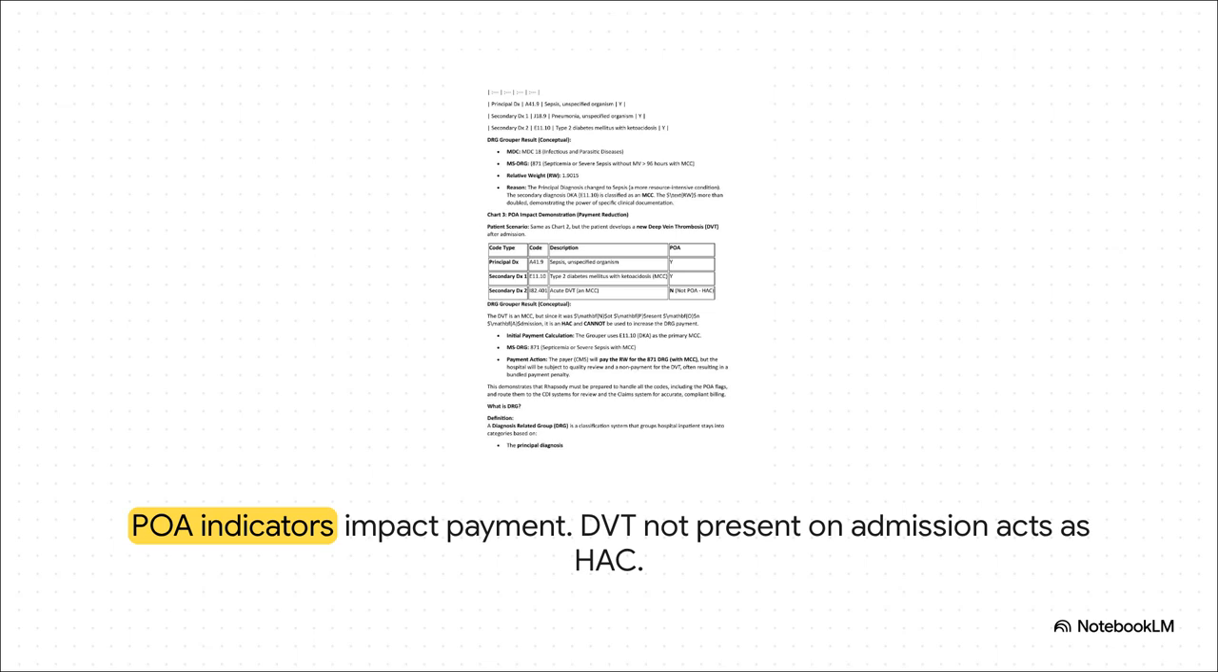Take a look at this chart. If a condition develops after admission, let's say the patient gets a deep vein thrombosis, it's classified as a hospital-acquired condition. So even though a DVT is normally a major complication that would boost your DRG tier, if it's not present on admission, the payer only pays the base DRG. Plus, the hospital gets slapped with a quality review and a non-payment penalty. No revenue boost, just penalties.